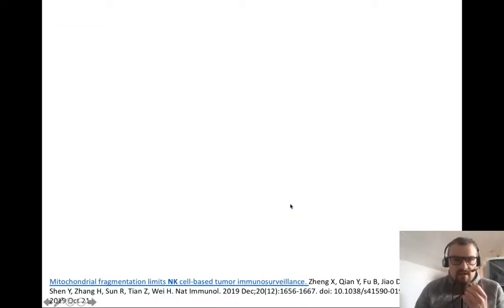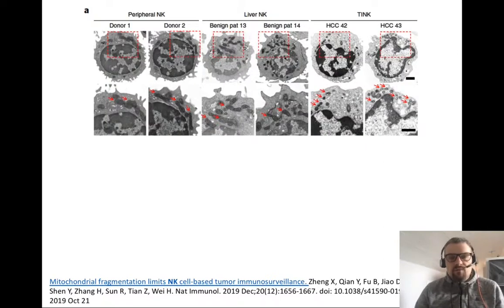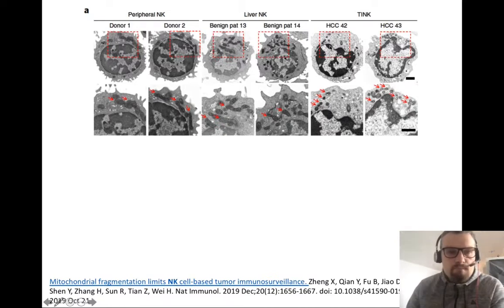But a common theme we see in some chronic diseases is mitochondrial dysfunction, both in terms of the amount of mitochondria in the cells and their structure. So here's a study from Nature Immunology two years ago now, that looked at NK cells in the periphery, liver NK cells, and then tumor infiltrating NK cells in hepatic carcinoma patients.